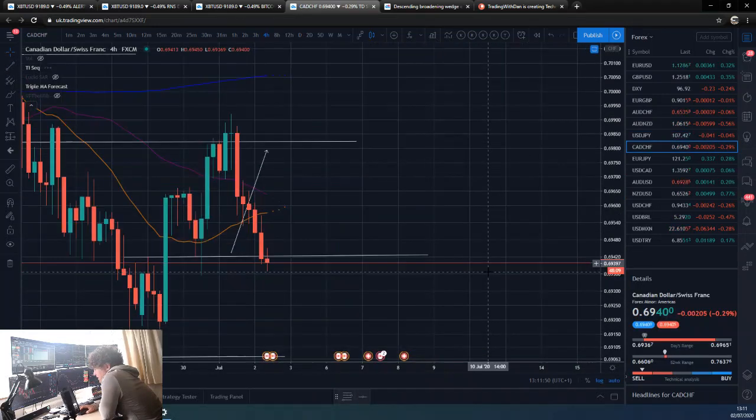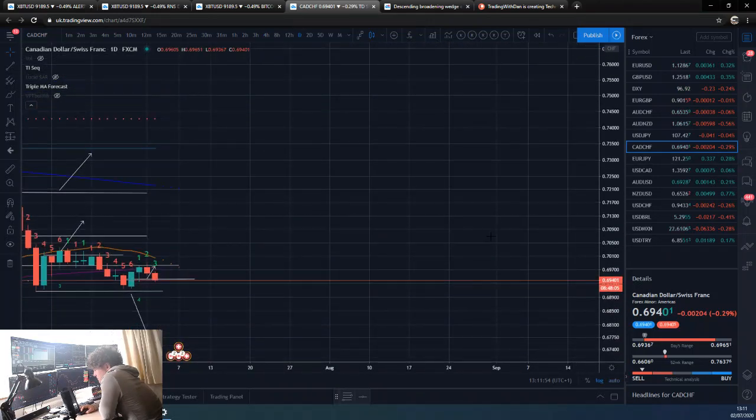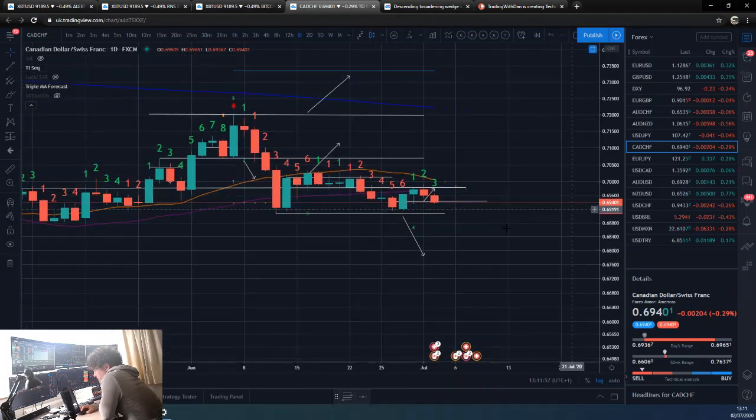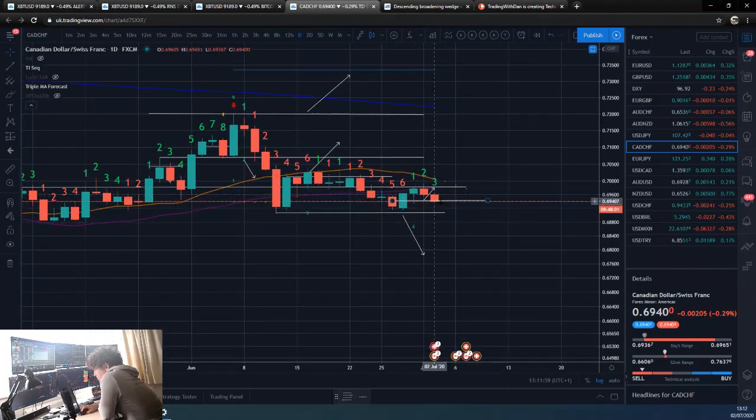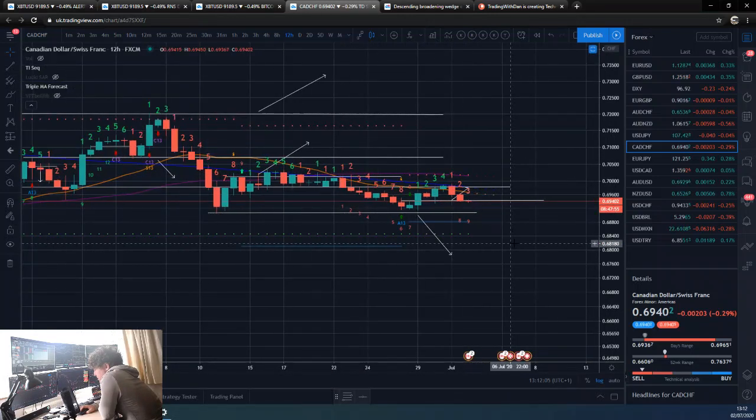Canadian dollar Swiss franc. Daily first. Yeah, on the daily we're just in this range, really. Looking like we are going to come and test the bottom. Nothing really sequential. We've got this 9. We broke above it. Great. Realistically, that was our target, which we basically hit. Now we're rejecting off the target, coming back down to here.